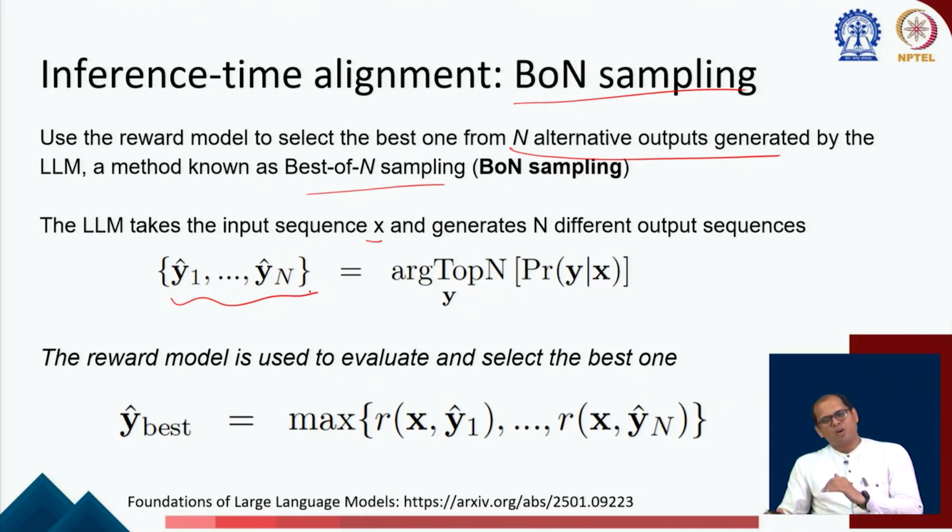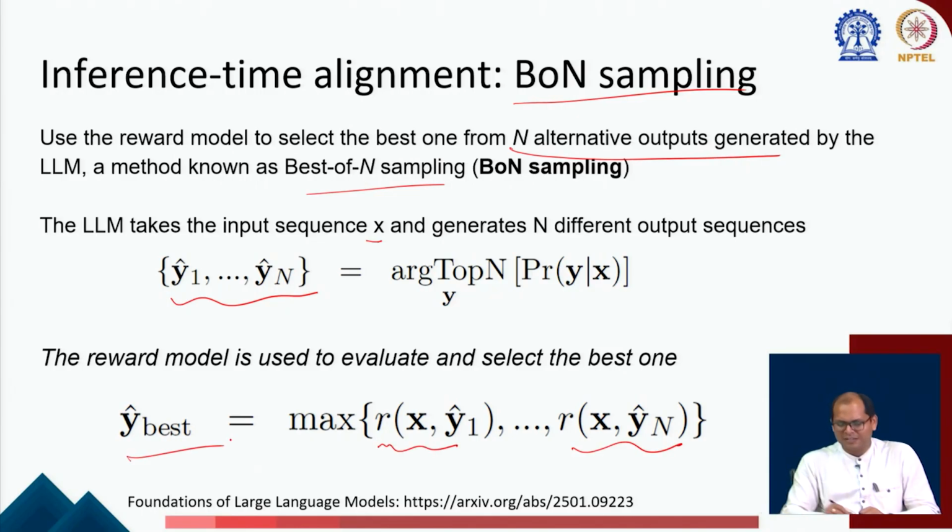Now you have a reward model, you find out which one is the best among these, and you can select the best one. This is just used at inference time. So you can have a reward model, find out among all completions which one is the best. No RL or training involved.